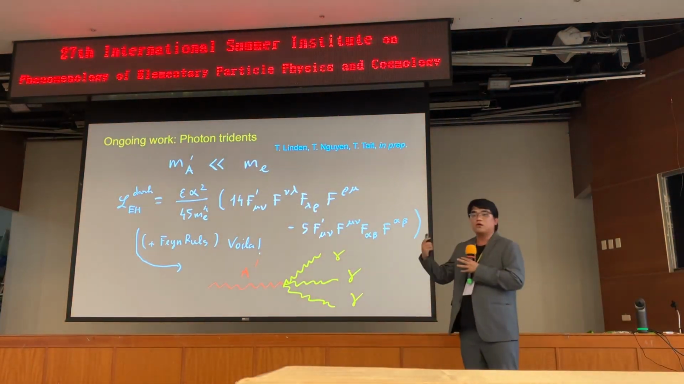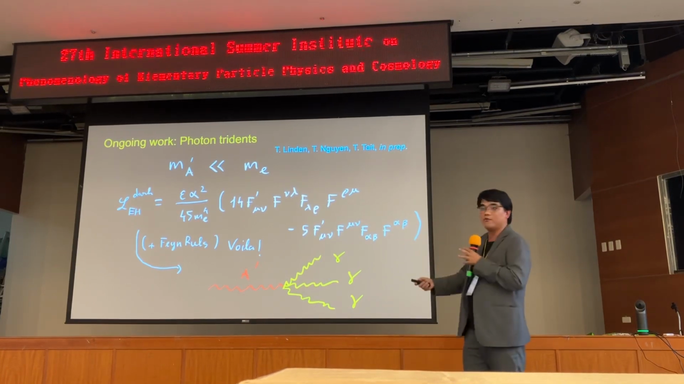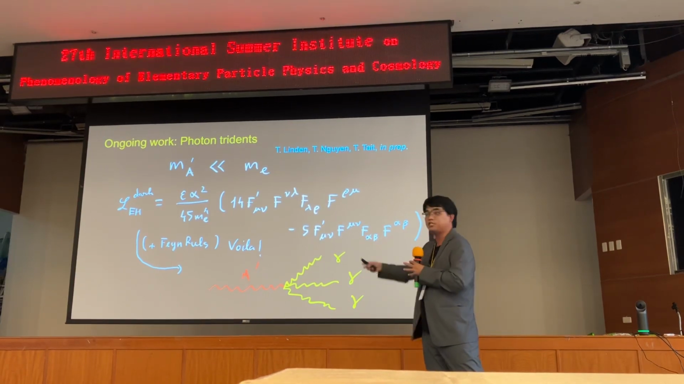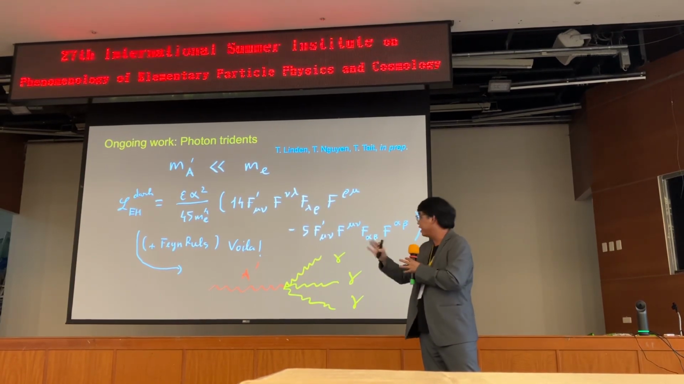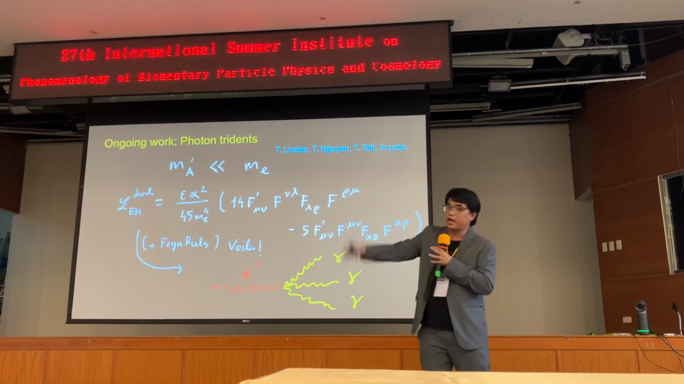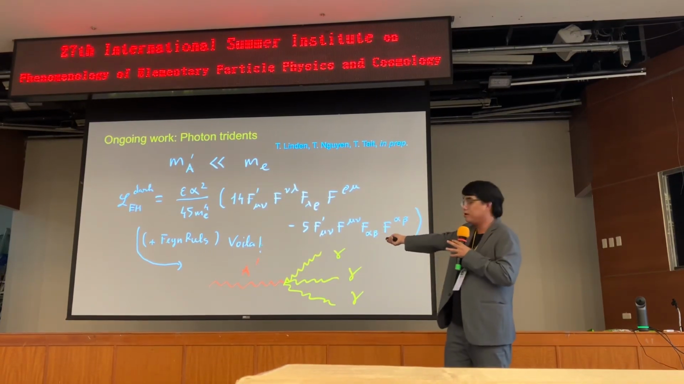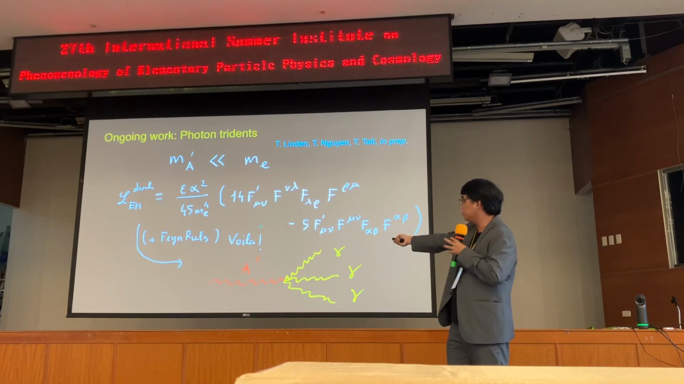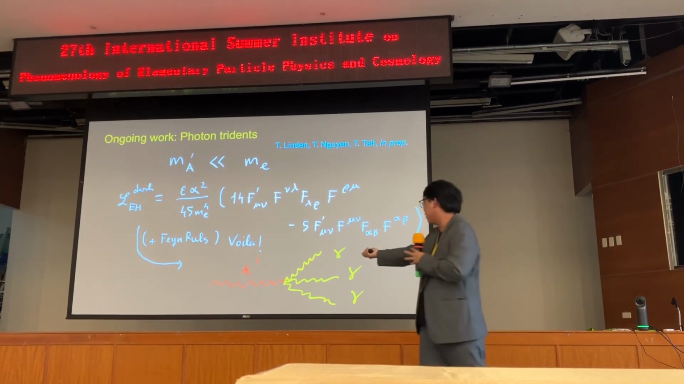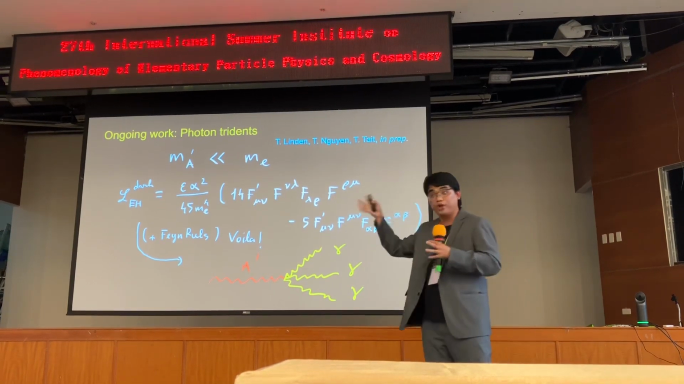Now the ongoing work with two teams. Here we consider a very specific case where the dark photon mass is very small. From the effective field theory point of view, you can integrate out all the heavy fields and you have the Euler-Heisenberg Lagrangian, and you put in the model, and voila, you have this type of coupling. So you can have one dark photon decay into three photons.